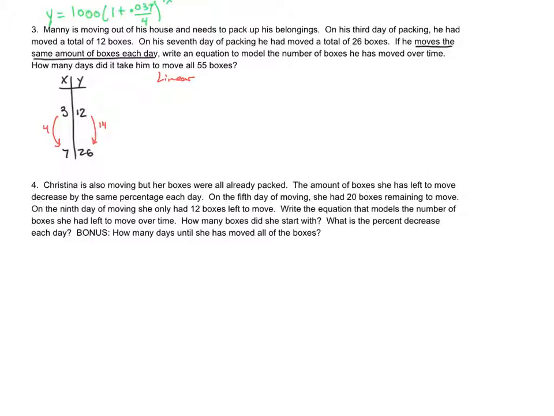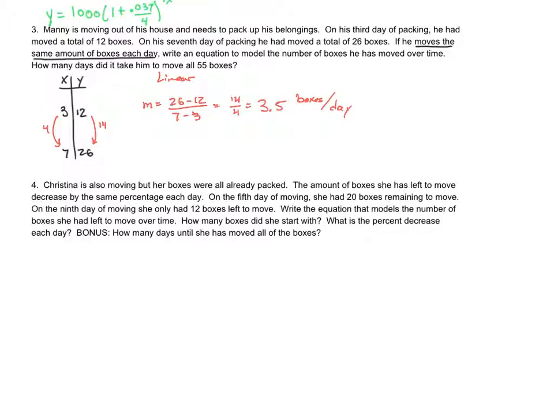We'll essentially just be doing slope, which is change in y, so 26 minus 12, over the change in x, 7 minus 3, which would then be 14 divided by 4, which is 3.5. So 3.5 boxes per day is his rate at which he's moving those.